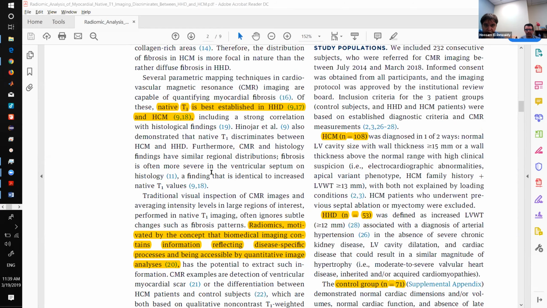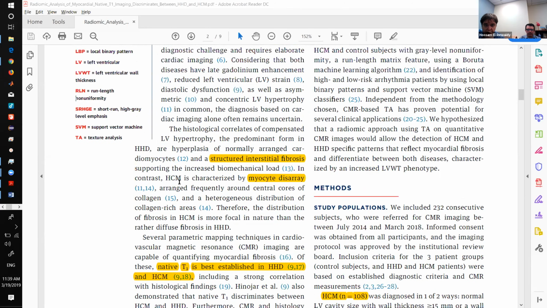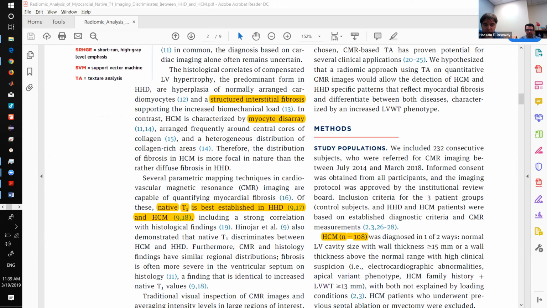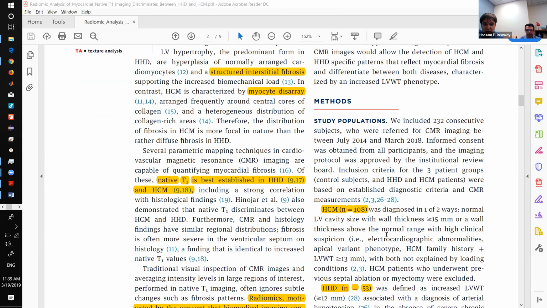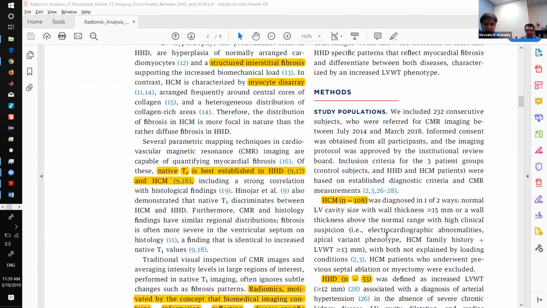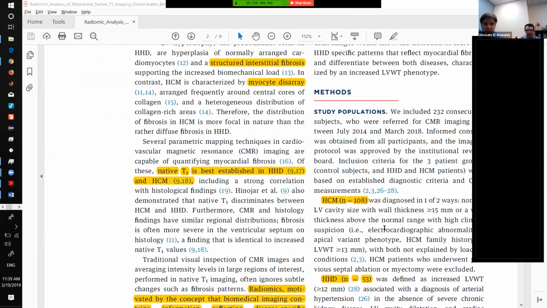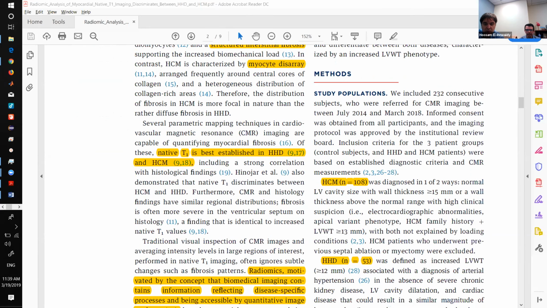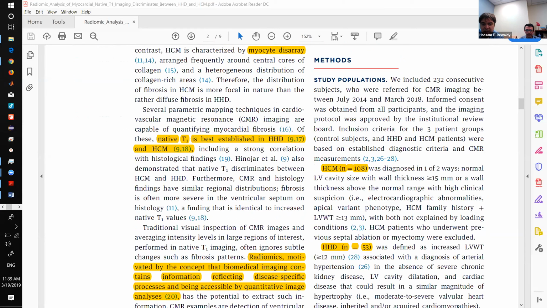So what did we do? We had quite a big cohort of hypertrophic cardiomyopathy patients where we had native T1 images, 108 in total. We defined them by the current guidelines, which are basically clinical diagnostic tools plus imaging.